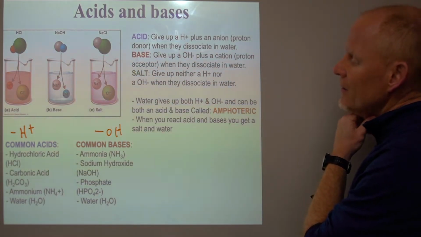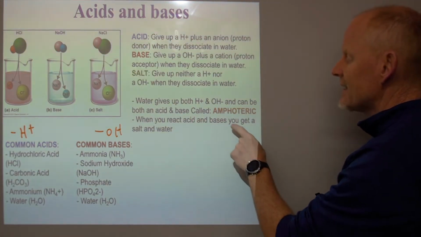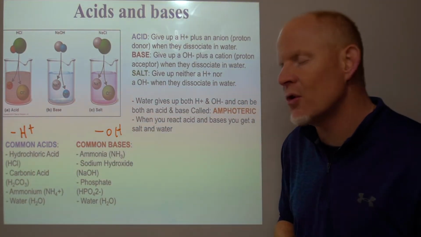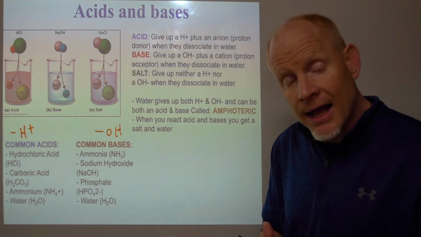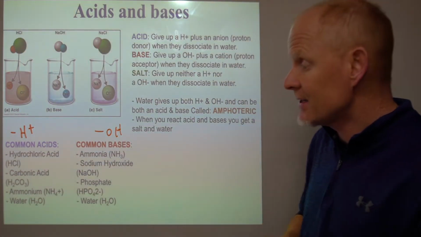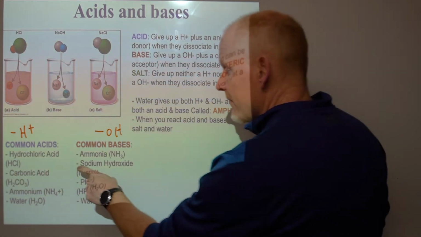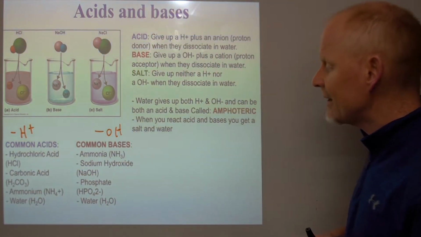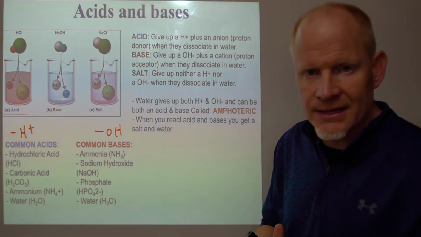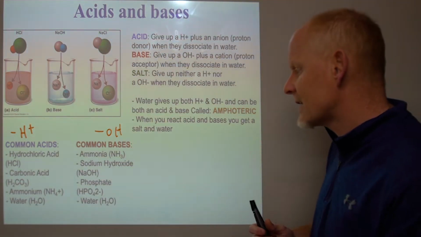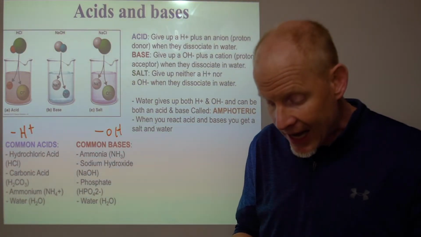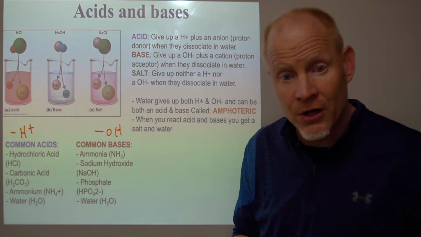Some molecules can be both an acid and a base, and they're called amphoteric. So amphoteric molecules can absorb both excess protons and excess hydroxides. Water is an example of this. Carbonic acid is an example of an amphoteric molecule that can absorb either excess protons or excess hydroxides. And these amphoteric molecules become very important as buffers, or what we're going to call buffers.